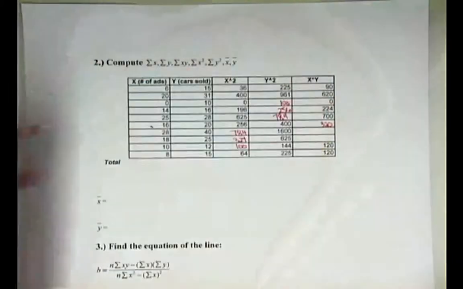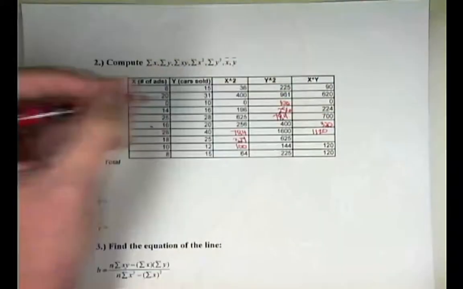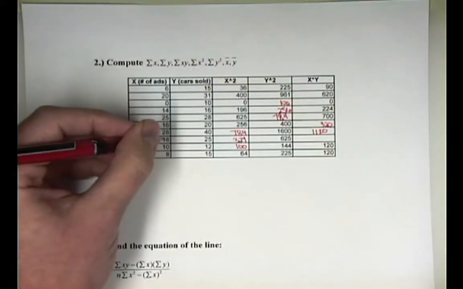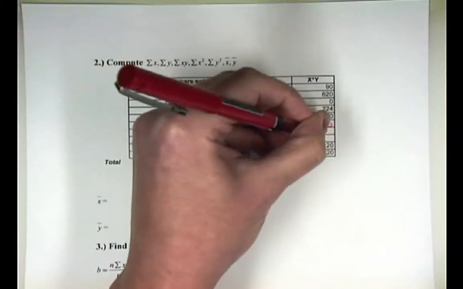And now 28 times 40, that should give you 1120. 18 times 25, that should give you 450.